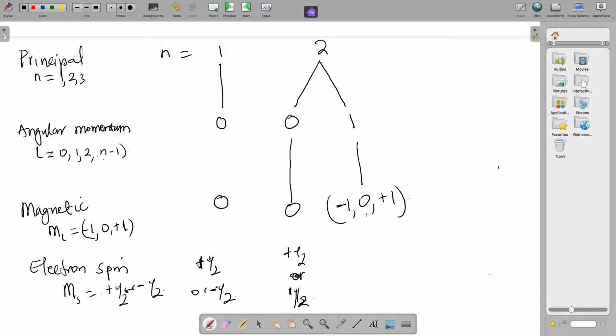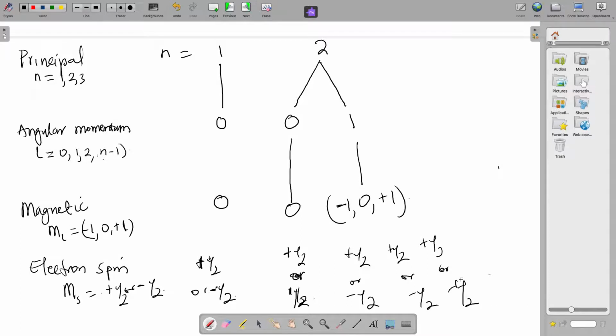Okay. So what are the possible values of electron spin? Again, the same thing: plus half or minus half. That is when our magnetic quantum number has a value of minus 1. And when our magnetic quantum number has a value of 0, the electron spin can be plus half or minus half. And when it's plus 1, it can be plus half or minus half. So you see, the electron spin is easy.